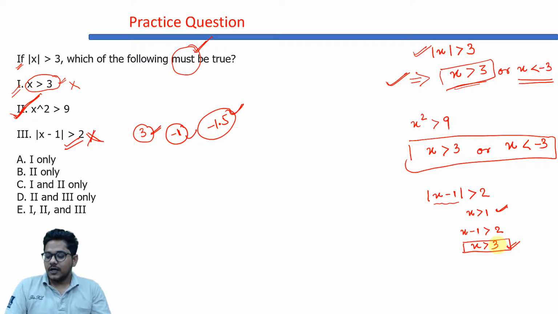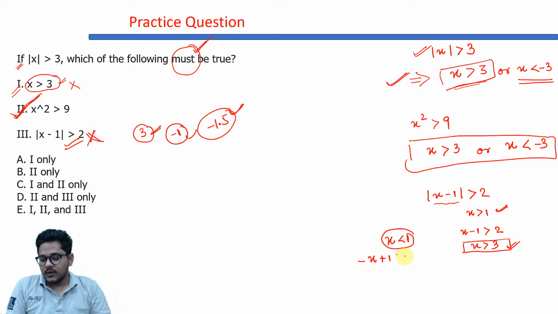Let's check the other case, when the value of x is less than 1. When the value of x is less than 1, modulus of x minus 1 is nothing but minus of x minus 1, which is greater than 2. In this case, minus of x is greater than 1. When we multiply by minus on both sides, the sign of the inequality changes, and x is less than minus 1.